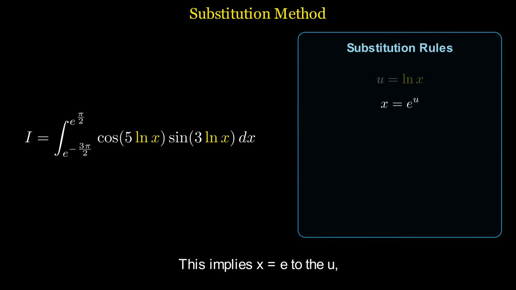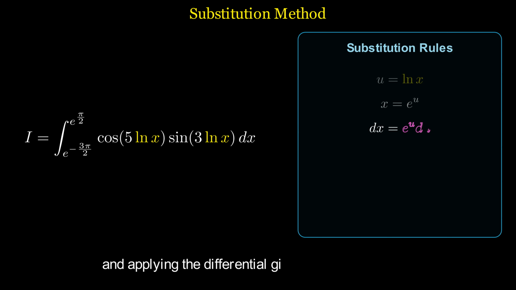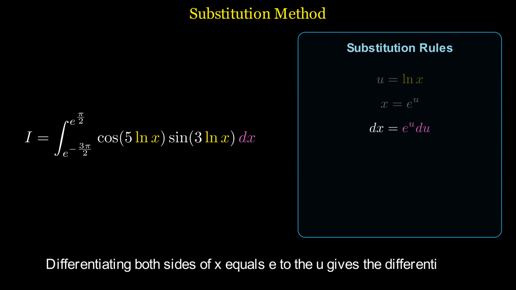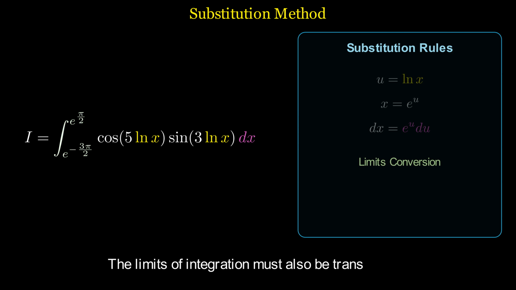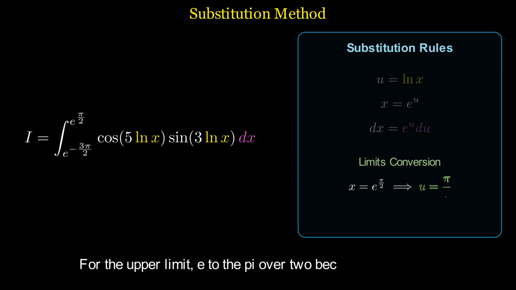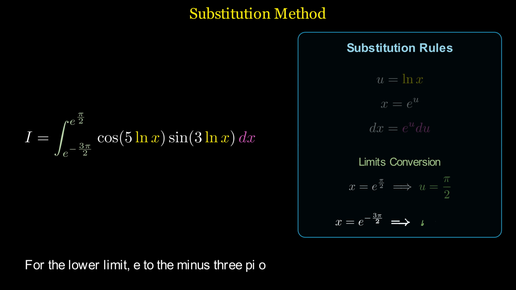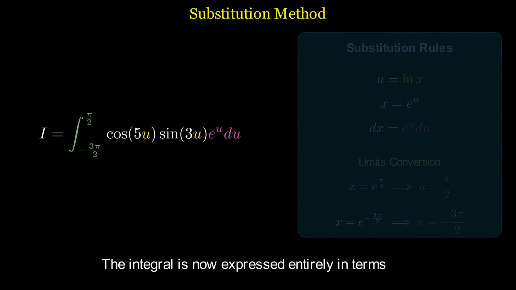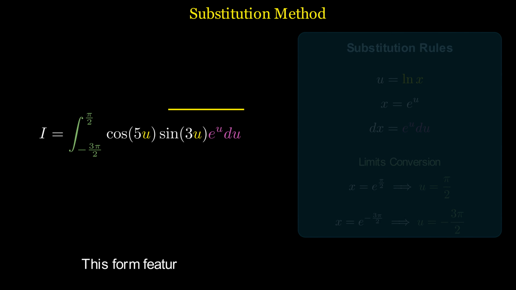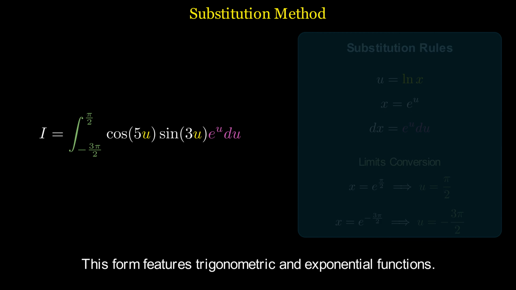This implies x equals e to the u, and applying the differential gives dx equals e to the u du. Differentiating both sides of x equals e to the u gives the differential dx. The limits of integration must also be transformed. For the upper limit, e to the pi over 2 became pi over 2. The integral is now expressed entirely in terms of u. This form features trigonometric and exponential functions.